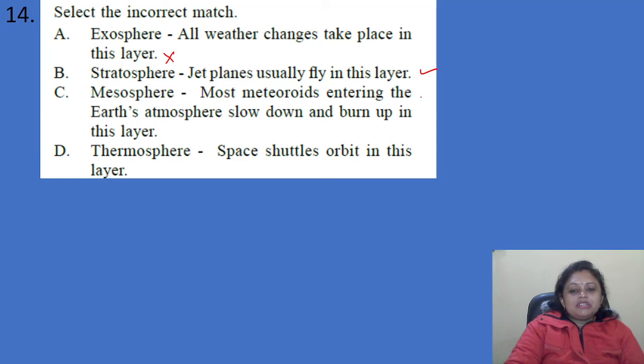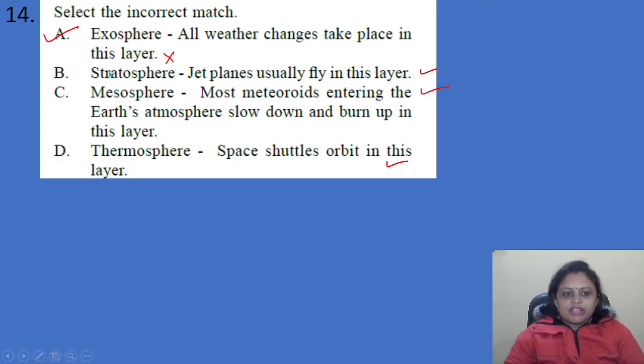In the mesosphere, most meteoroids entering the Earth's atmosphere slow down and burn up in this layer, this is also correct. In the thermosphere, space shuttles orbit in this layer. So which one is the incorrect option? That is option A, right?